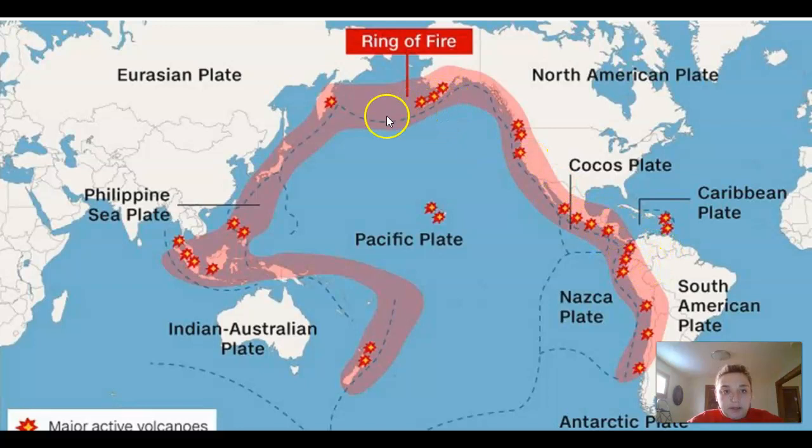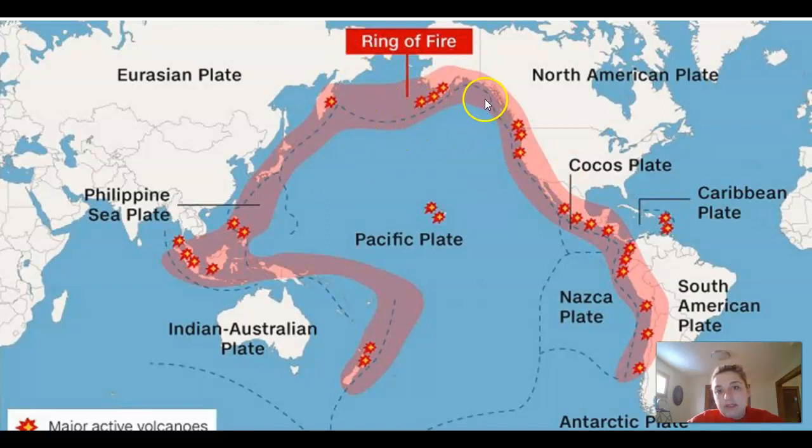So the ring of fire looks like this, or it happens, because you have two plates that are rubbing against each other. So the perforated line would be basically the plate boundaries. So you have a plate here and a plate here, and they rub together.